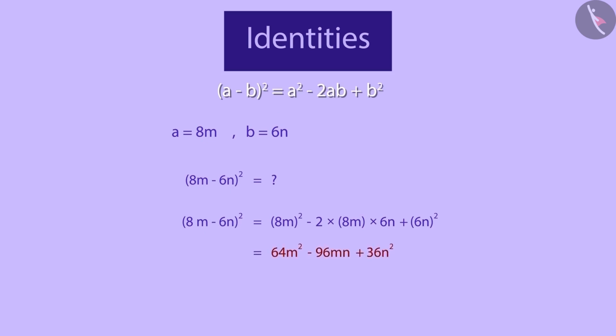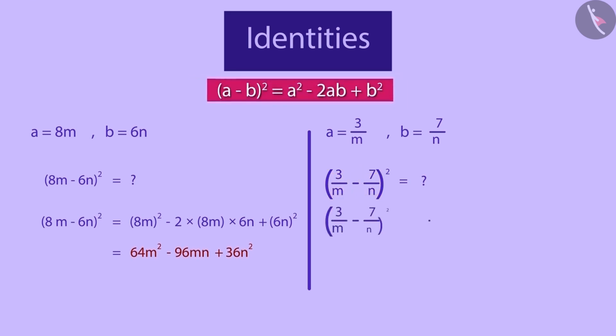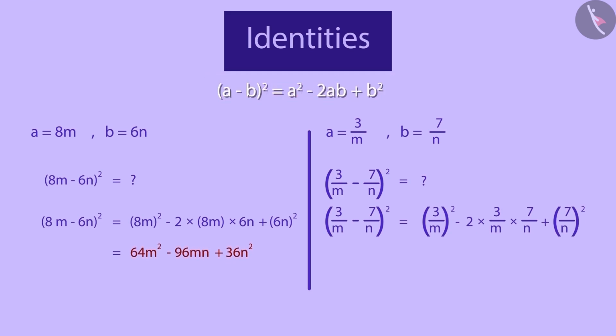Now, let's look at one more example. Can you find the value of (3 by m minus 7 by n) raised to the power of 2? We know that we will have to use the same identity here. Can you tell what values should be taken for a and b? Here we will consider a as 3 by m and b as 7 by n. Substituting these values in the identity, we will get this. Simplifying it further, we will get this as our final answer.